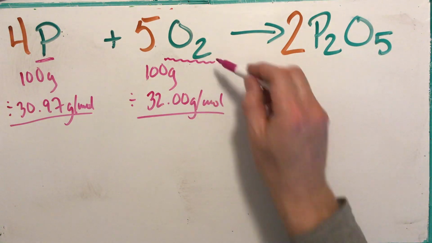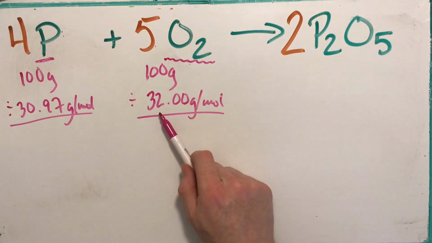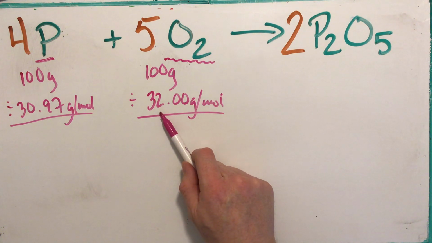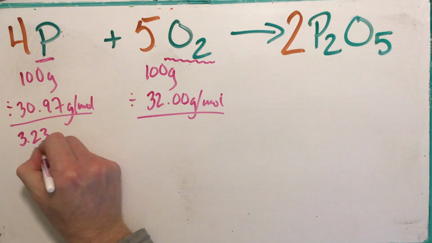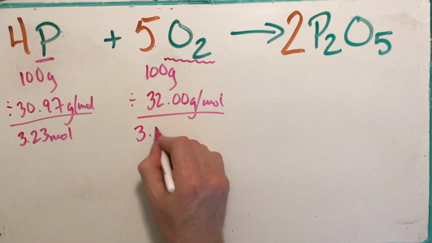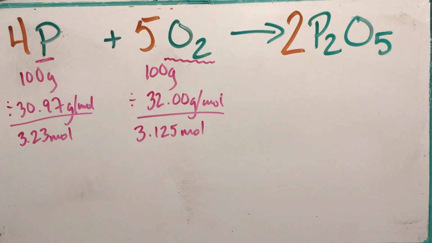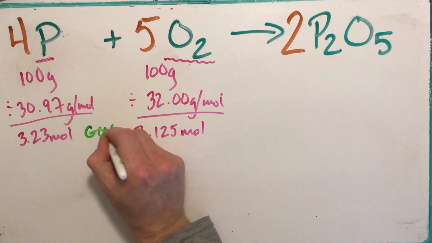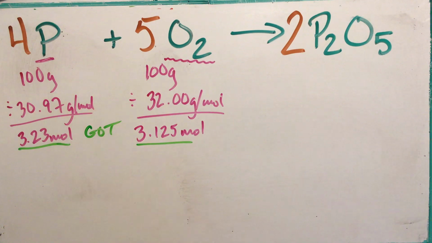Here, I've got oxygen gas. So I've got 2 oxygens, so it's 16 and 16, which is 32. I divide those out, and I get 3.23 moles of this, and end up with 3.125 moles of that. This is what I got. That and that are what I'm actually working with.